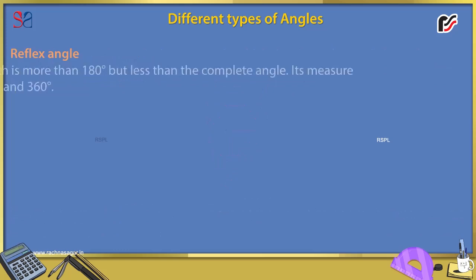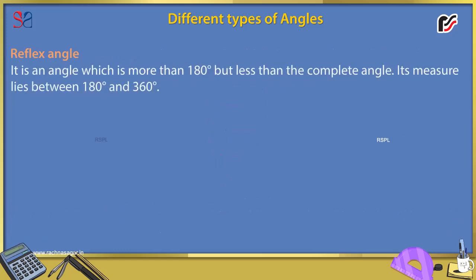Reflex angle. It is an angle which is more than 180 degrees but less than the complete angle. Its measure lies between 180 degrees and 360 degrees. Here, angle AOB is a reflex angle.